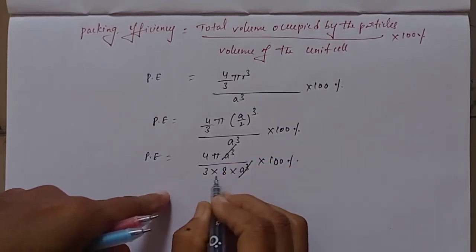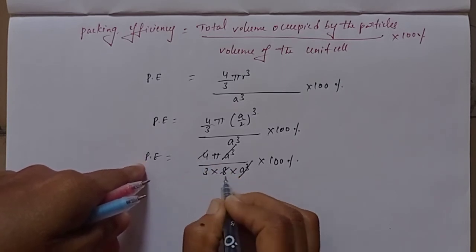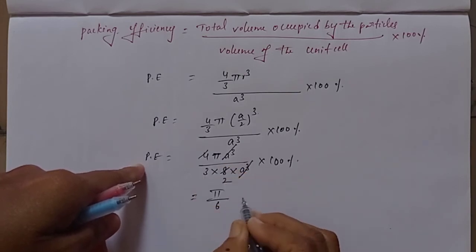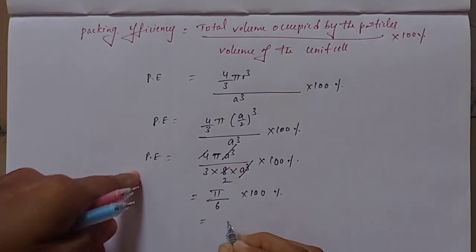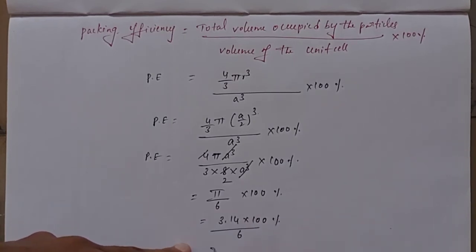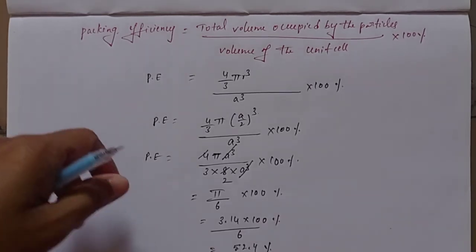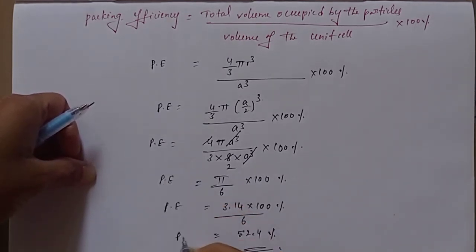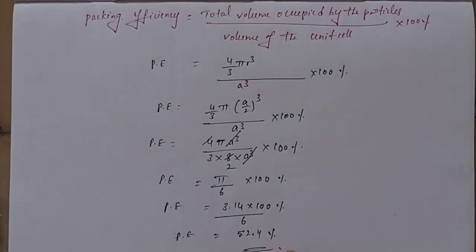Now this a³ will get cancelled, students. And here 4, how many times? 2 times. Then π/6. 3 2s are 6, into 100%. Clear? The π value is 3.14, so 3.14 into 100 by 6 percent. Then you will get the answer 52.4 percent. This is the packing efficiency, students. That means the particles occupy 52.4 percent of the space in the unit cell.